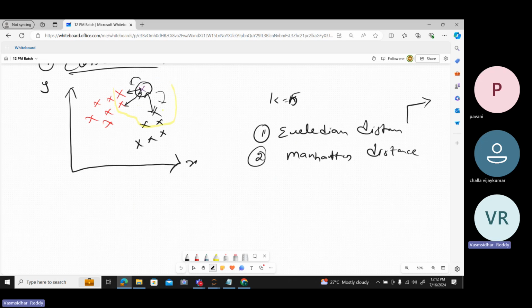Collect the 5 near data points and calculate the distance. Whichever distance is less, the data belongs to that category. If this distance is less, this new point belongs to this category. Like that we calculate for the data points. If a new data point occurs, we simply calculate like this.